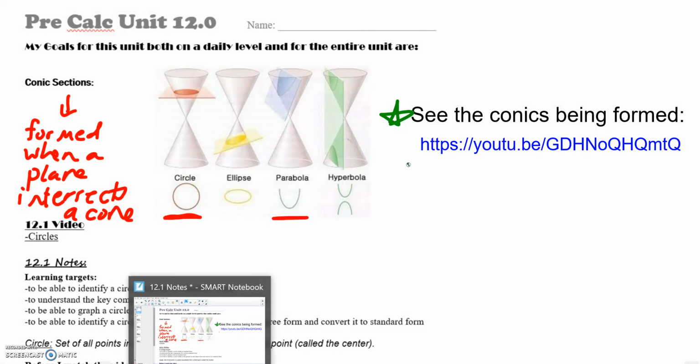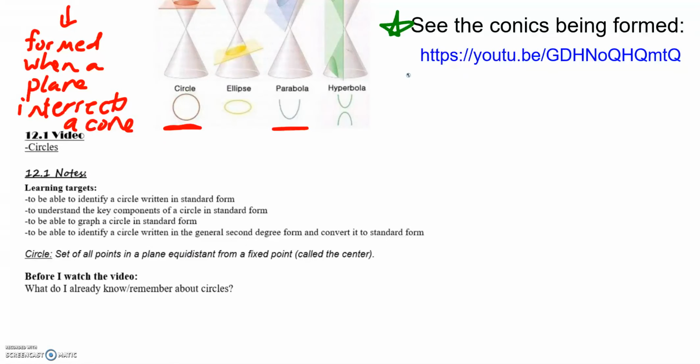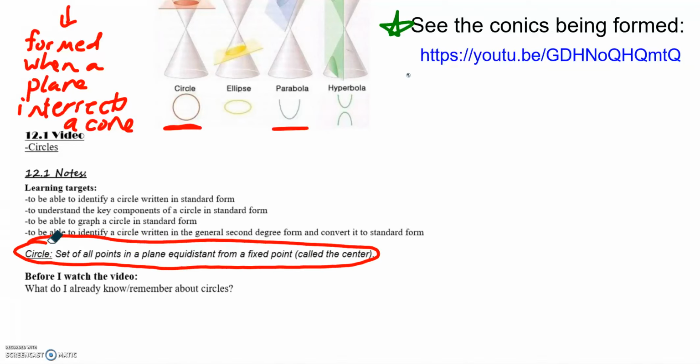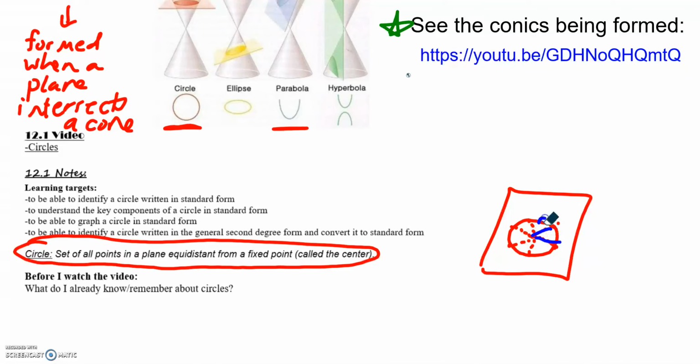Let's first look at the geometry definition of a circle. A circle is the set of all points equidistant, or the same distance, from a fixed point. So if I have a plane and a fixed point called the center, and I move the same distance away from that point, I form a circle. All of these points are equidistant from the center, the same distance away, which we have called the radius.